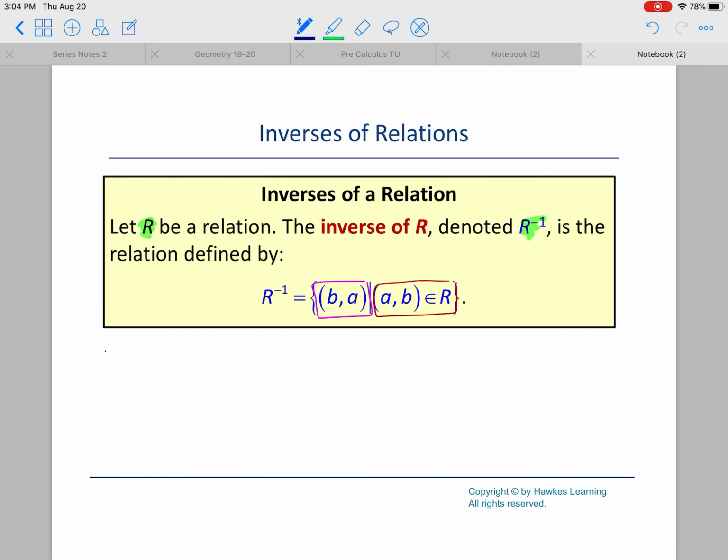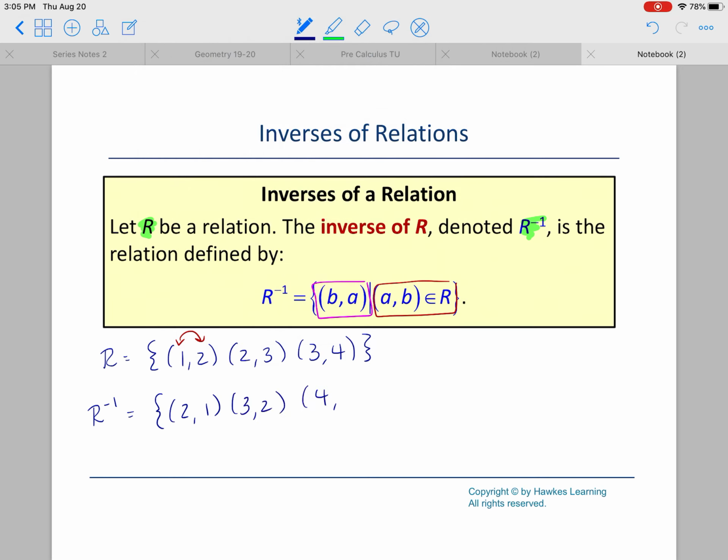So all this is saying is if I have a relation that has the points (1, 2), (2, 3), and say (3, 4), then its inverse is going to have the points (2, 1), (3, 2) and (4, 3). All I'm doing is switching the x and the y values. So I have my relation, and to find my inverse, all I have to do is switch the order of the x and the y's of the ordered pair.